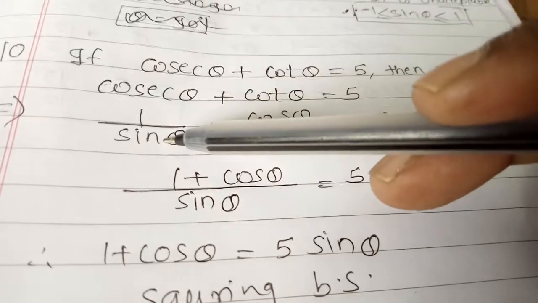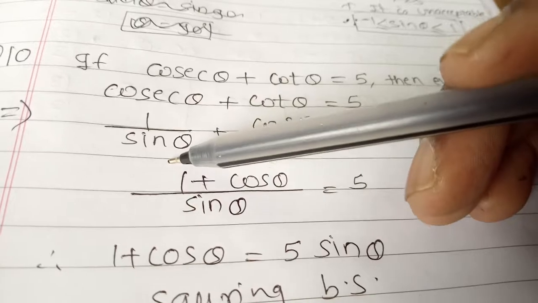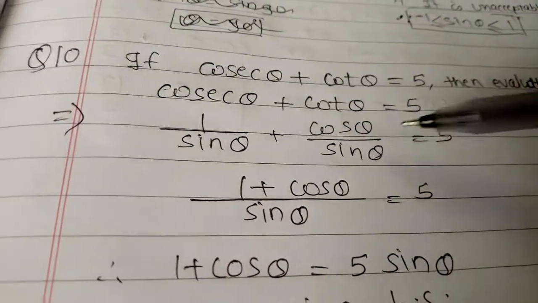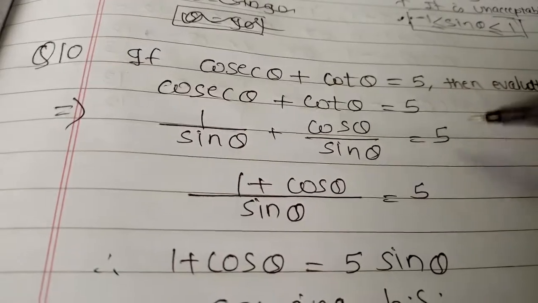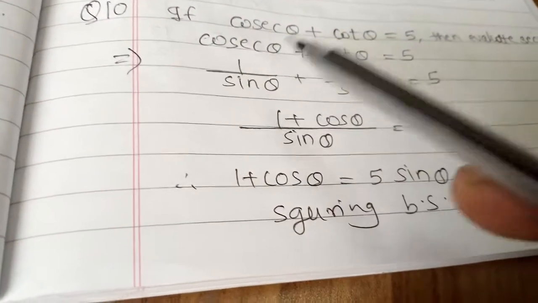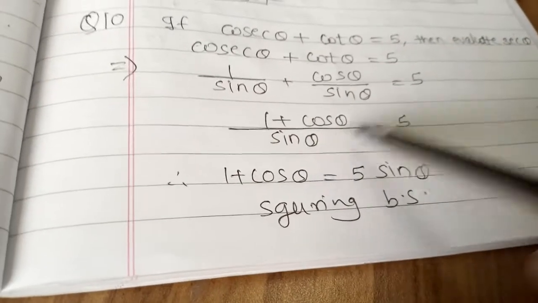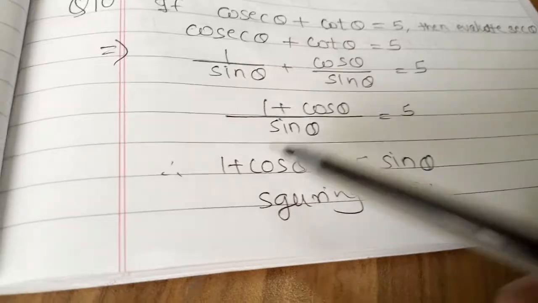वी पुट द वैल्यू ऑफ कोसेक थीटा इन टर्म्स ऑफ साइन एंड कॉस. सो वी कैन राइट कोसेक इज द इनवर्स ऑफ साइन, सो 1/sin थीटा प्लस कॉट मतलब कॉस अपॉन साइन थीटा इज इक्वल्स टू 5. यहाँ पे हम LCM लेंगे, द बेस इज सेम, दैट इज साइन थीटा. सो इन द न्यूमरेटर 1 plus cos theta is equals to 5. We move the sin theta to this side, so 1 plus cos theta is equals to 5 sin theta.